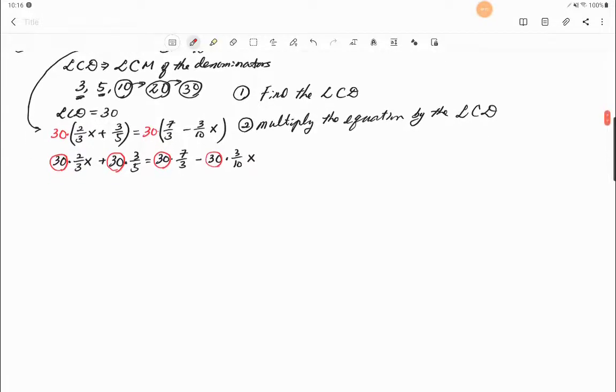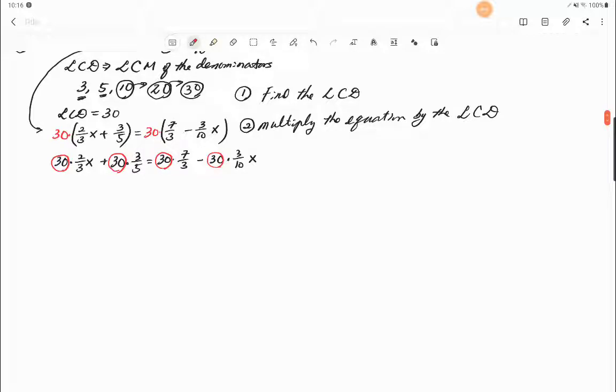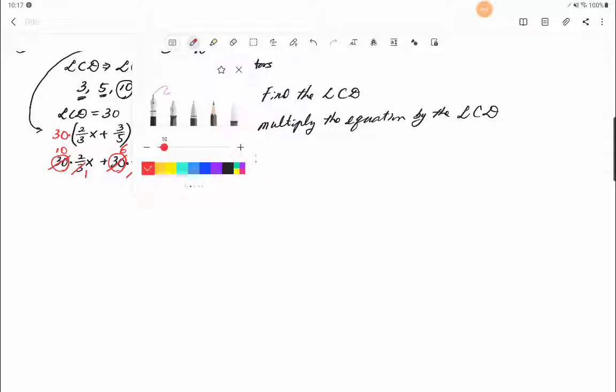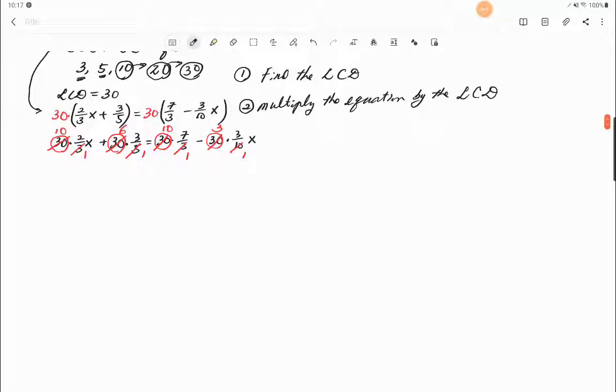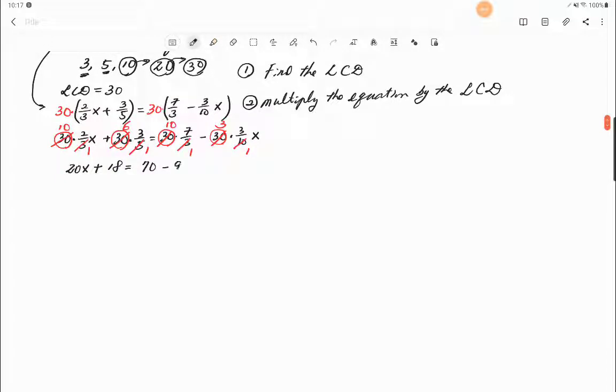Okay, so next, since 30 is a multiple of the denominators, they all cancel out and they're reduced. 1, this is 10, right? And this is 1 and 6. 1 and this becomes 10. This becomes 1 and 3, right? So let's write the equation again. The first term is 10 times 2, which is 20x, plus 3 times 6, 18, equals 10 times 7 minus 3 times 3, which is 9x.